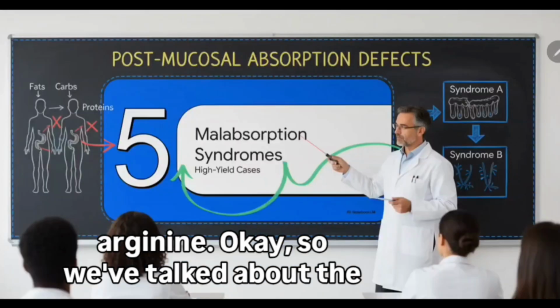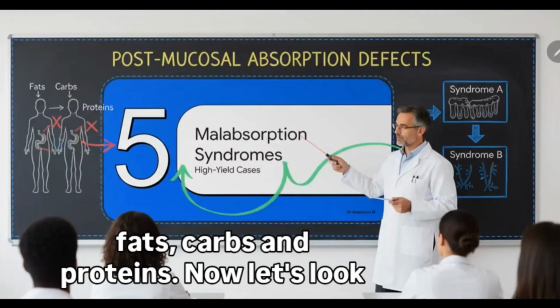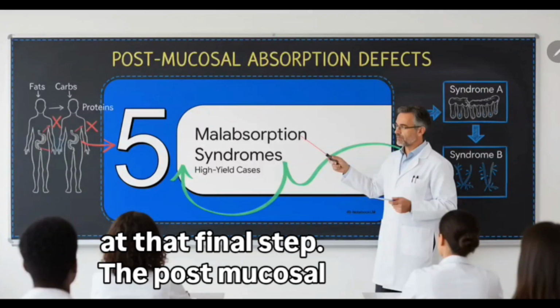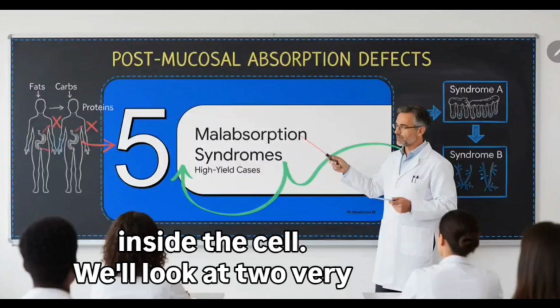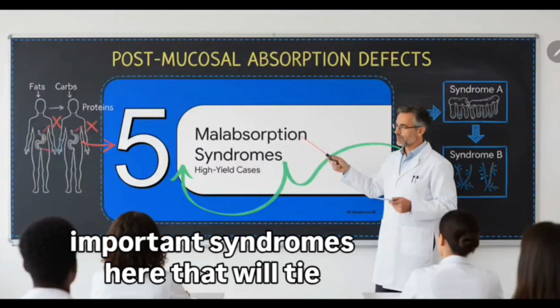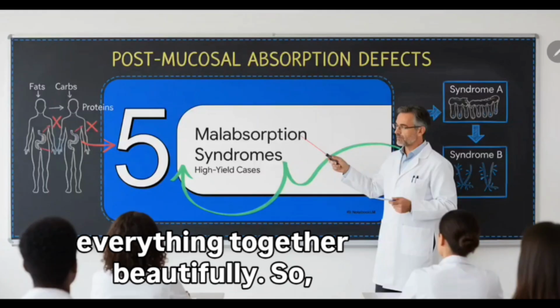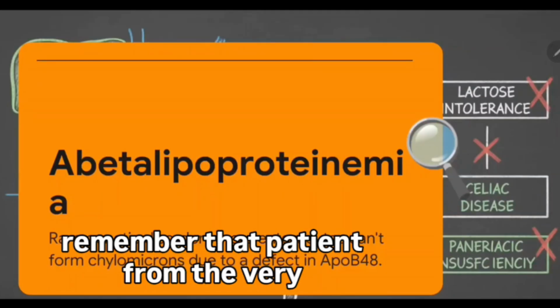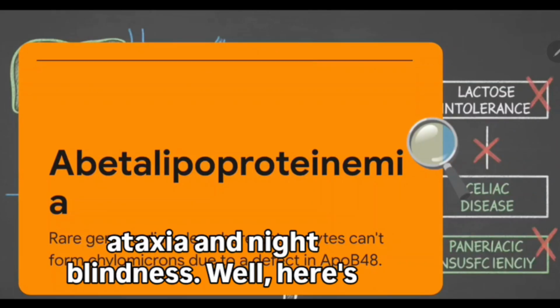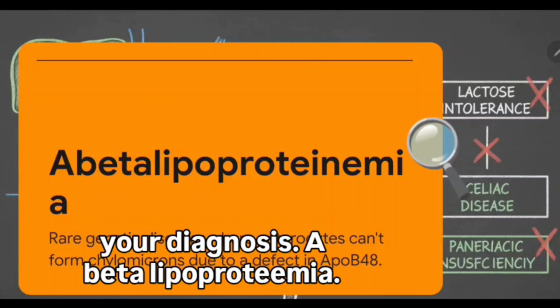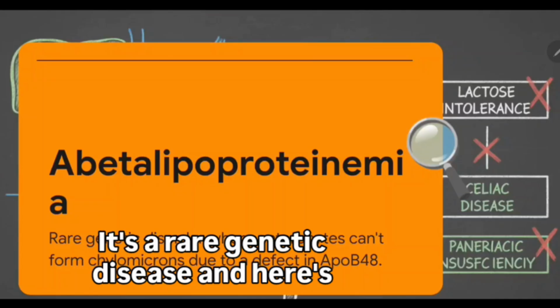Okay, so we've talked about the luminal phase and the mucosal phase for fats, carbs, and proteins. Now let's look at that final step, the post-mucosal phase. What happens after the nutrient is inside the cell? We'll look at two very important syndromes here that will tie everything together beautifully. So, remember that patient from the very beginning? The one with fatty stools, ataxia, and night blindness? Well, here's your diagnosis. A-beta-lipoproteinemia. It's a rare genetic disease.